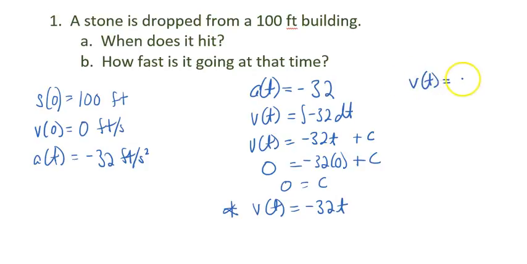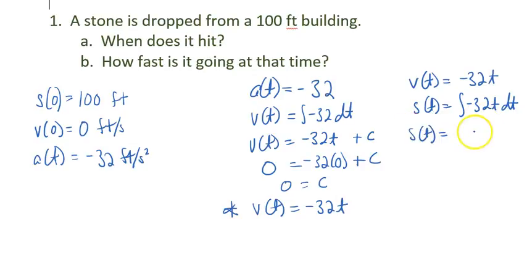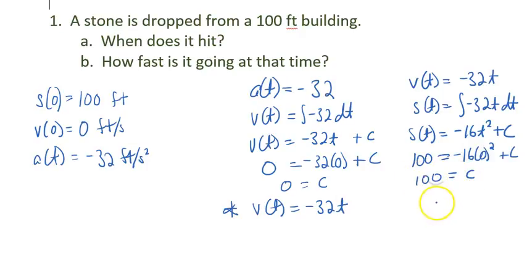Again, I know the velocity equation now. I can take the antiderivative of that, which gives me the distance equation. And then I just have to think about what that antiderivative is. So I'm going to use the power rule here, and that will give me negative 16t squared plus c. And I know now I can plug in at time 0, the distance is 100. So 100 equals negative 16 times 0 squared plus c. So c will equal 100. And then that means that my distance equation is actually negative 16t squared plus 100. So there's my distance equation.